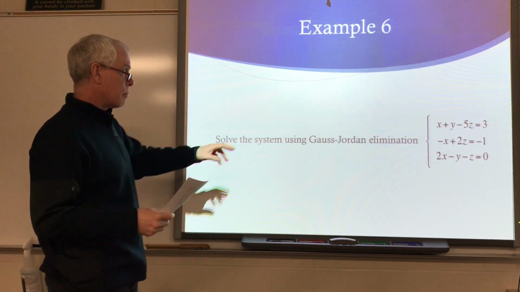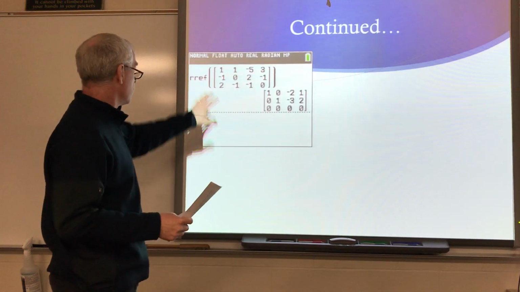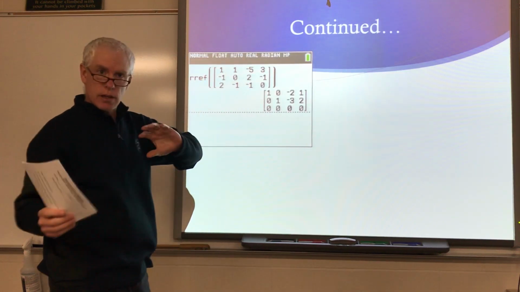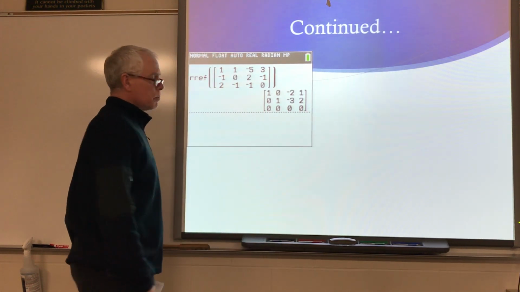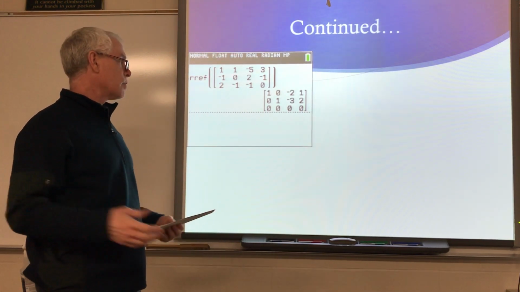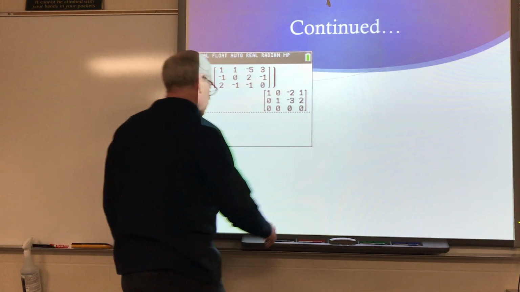So example 6, same thing. I'm going to put it in the calculator, reduced row echelon form of that matrix, same way I did in the previous screen. But now for this one, I get all zeros across the bottom, which means I have infinitely many solutions, but I have to write a prototype for how to find these solutions, okay?